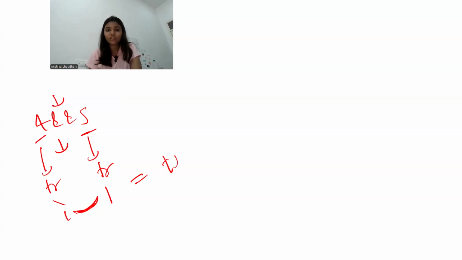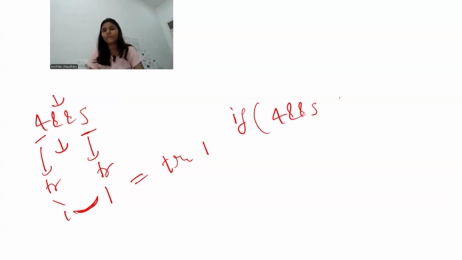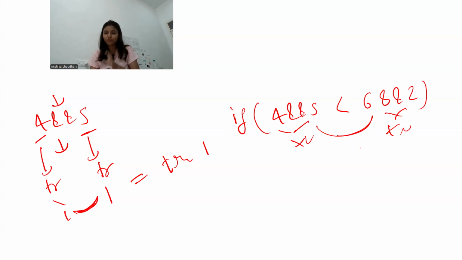So if this is a non-zero value and this is a non-zero value, this is also true and this is also true, and true is always considered as 1. The truth table will remain the same: only if both are 1 and 1 will this give the answer as truth, or 1. If in any case you have to check a condition like 4 and 5 is less than 6 and 2, both are non-zero values, so it will give us a truth value. It will also give us a truth value. So truth and truth will become truth only.